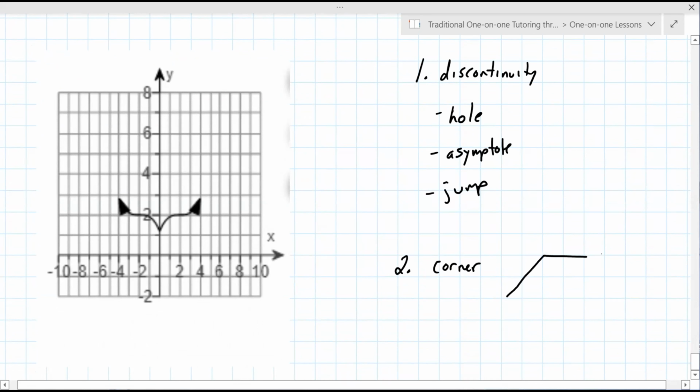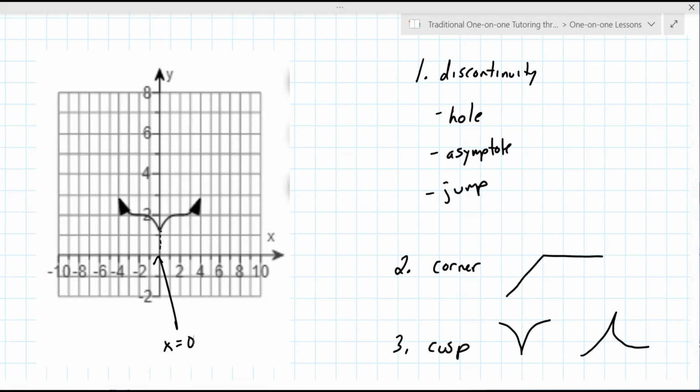So a corner looks like that, or what we see here, which is called a cusp. A cusp has that sort of shape to it. You can also see it going the other direction as well. And the derivative just does not exist there when x is 0. It's always the x values.